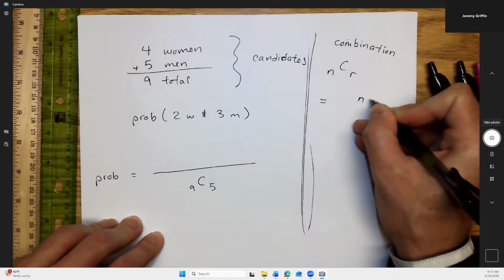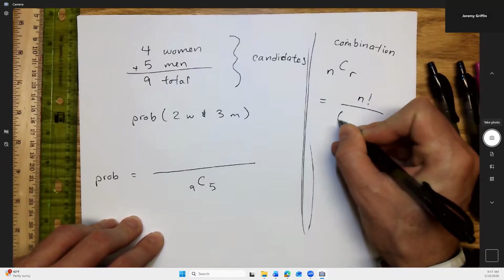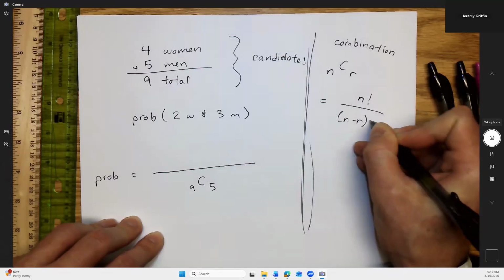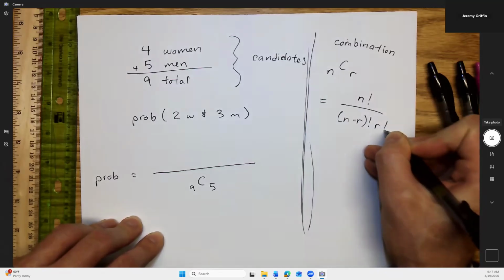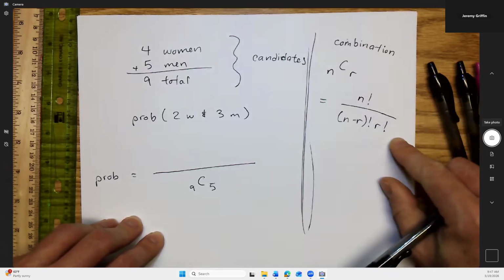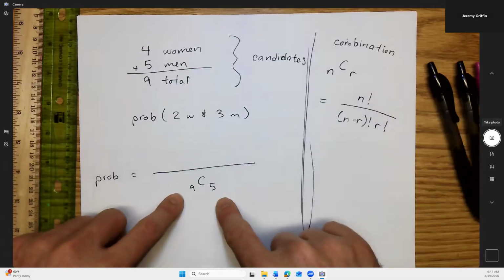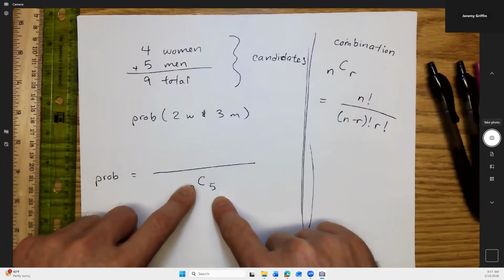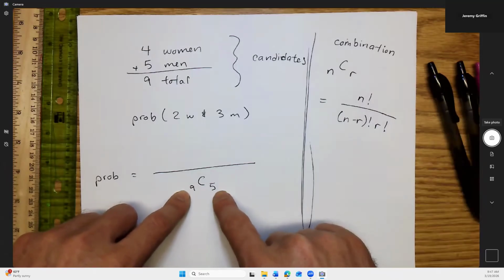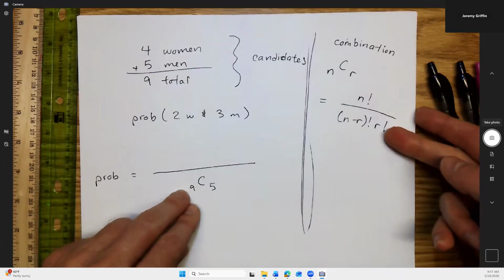It's n factorial over n minus r factorial and then r factorial. If it was permutations, you get rid of this. So there's a great variety of numbers. Out of 9 candidates, you're going to choose 5. There's this many ways to choose that.